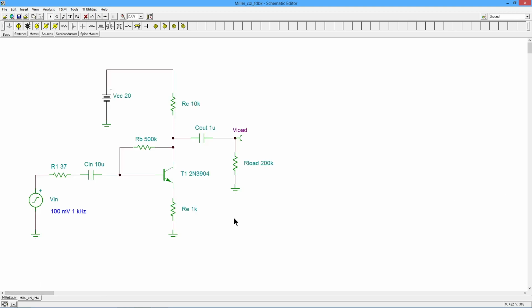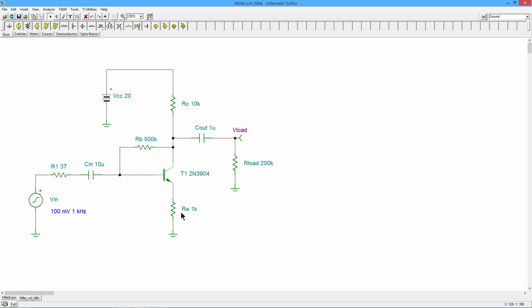Take a look at a collector feedback bias. So here's a little common emitter transistor configuration. And notice we have, this is actually a combo bias because we still have some emitter resistance down here, but we have this RB value shunting back between collector and base. So how do we treat that if, for example, we want to find the input impedance, right?